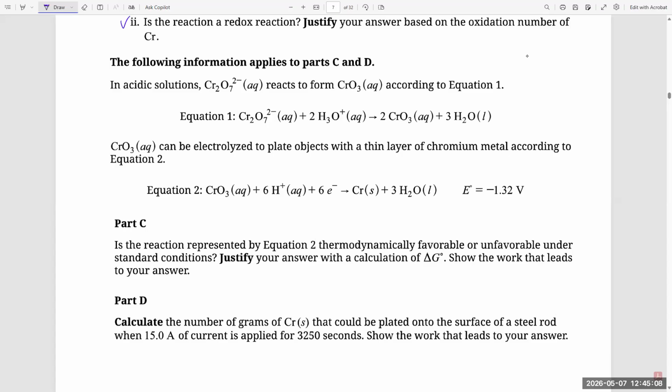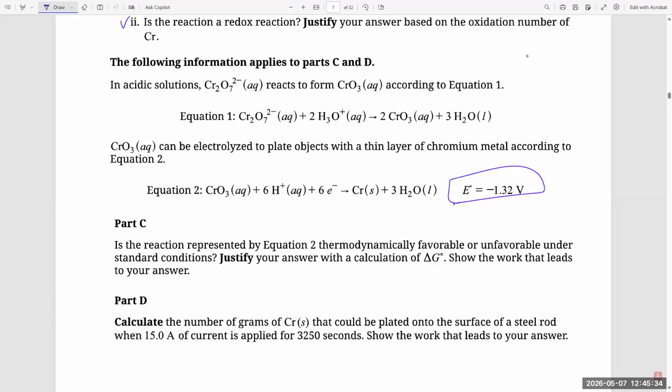All right, CrO3 can be electrolyzed to plate objects with a thin layer of chromium metal according to the equation. So let's look at the equation. You got Cr2O3 plus 6 protons plus 6 electrons, giving you solid chromium and water. And here we go. We see one of these, which means now we also need to switch our hats, right? So we're looking at total cell potentials, right? So maybe not put away the redox hat yet.